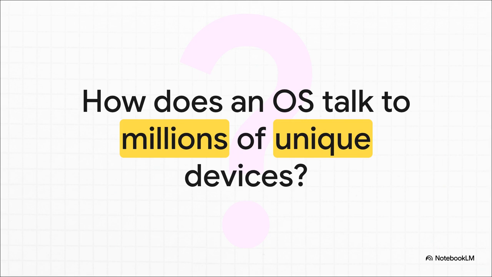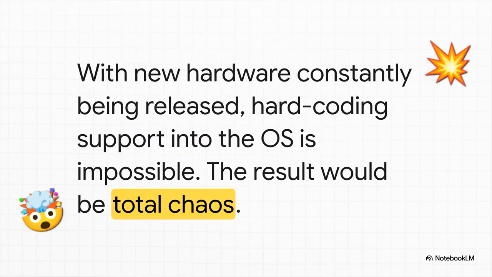Seriously, just think about this for a second. You have one version of Windows or one version of macOS, but there are literally millions of different printers, webcams, keyboards, graphics cards, all of it. How in the world does your operating system know how to speak the unique language of every single one of those devices? Well, without a really smart system, the answer is simple: chaos. It would be an absolute nightmare. Imagine if every time you bought a new mouse, you had to install a whole new, specially made operating system. It would be completely unmanageable.